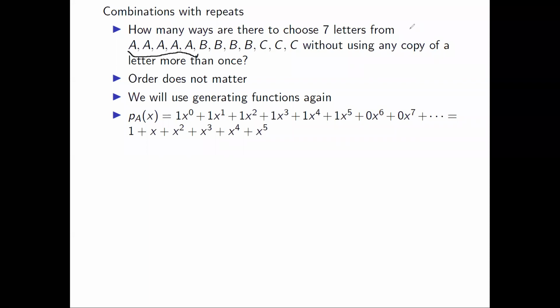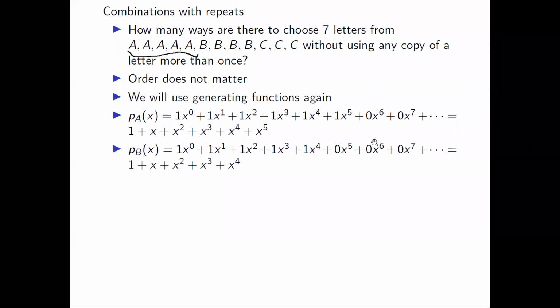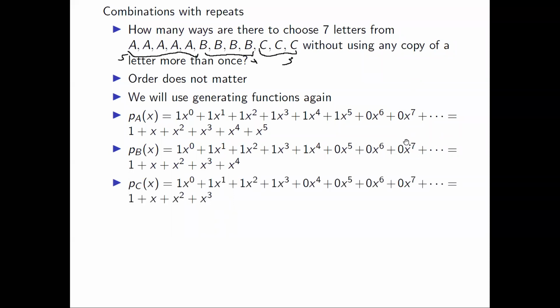We define a p sub b polynomial. P sub b is just going to be 1x to the 0 plus 1x to the 1 plus 1x squared plus 1x cubed plus 1x to the 4th. All of the coefficients after that are 0. That's because we only have 4 b's. So 4 b's, 5 a's, and we only have 3 c's. So that gives us the coefficient of the polynomial p sub c. We get 1 plus x plus x squared plus x cubed. So all the coefficients above 3 for p sub c are 0.